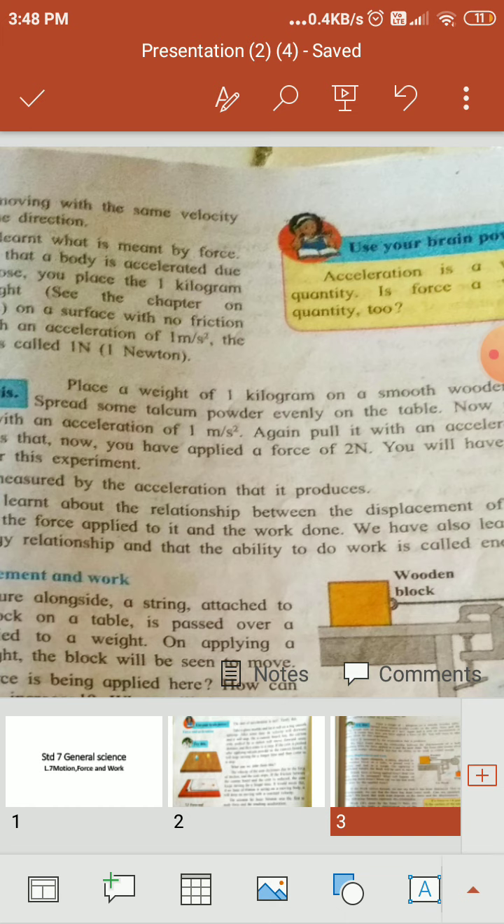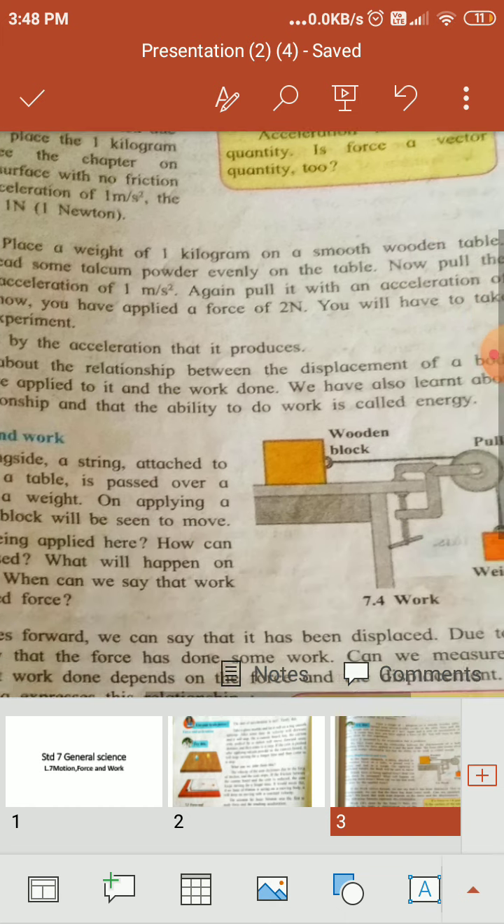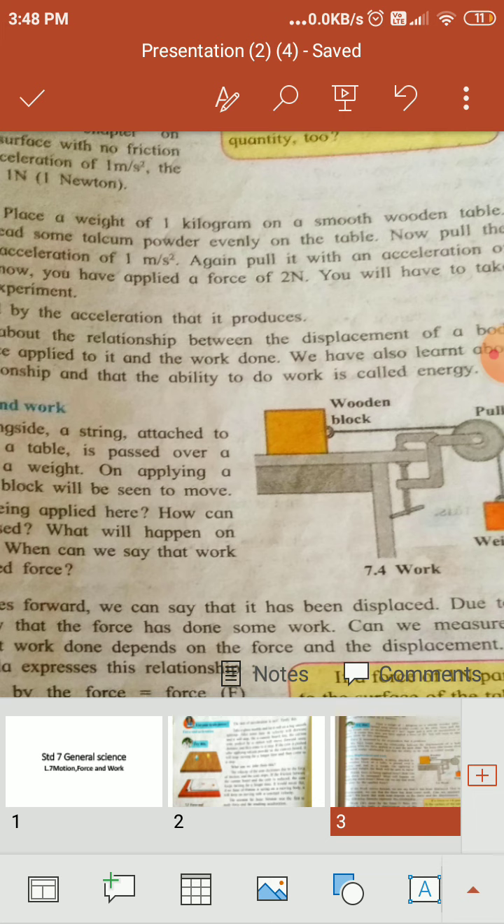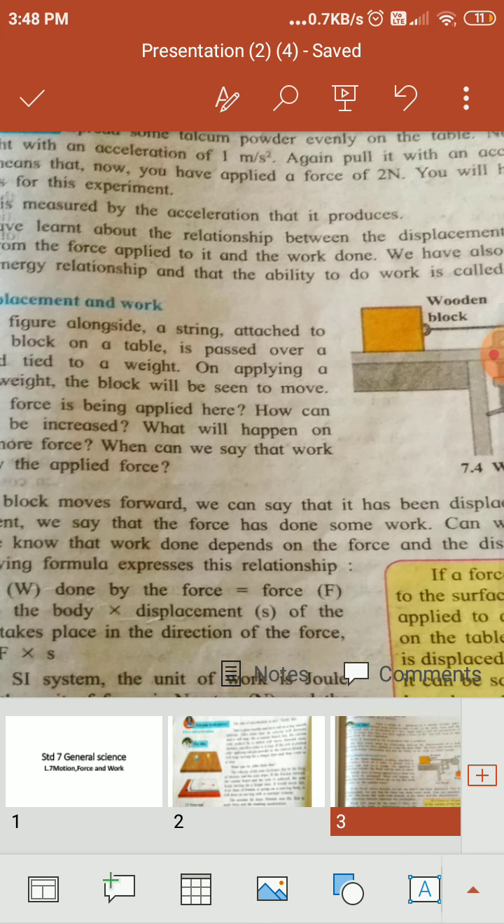Now let's discuss force, displacement and work. Look at the figure alongside: a string attached to a wooden block on a table is passed over a pulley and tied to a weight. On applying a sufficient weight, the block is seen to move. Which force is being applied here? The gravitational force. How can this force be increased? What will happen on applying more force? When can we say that work is done by the applied force?